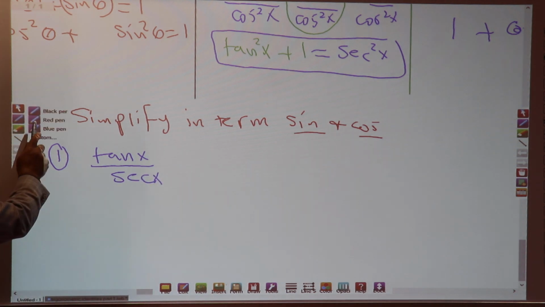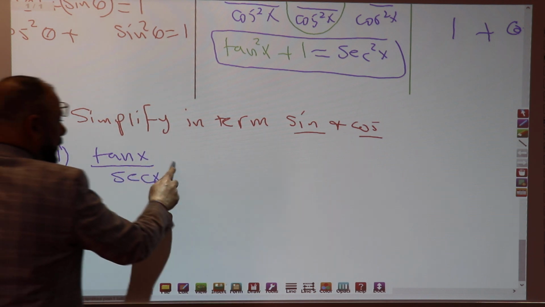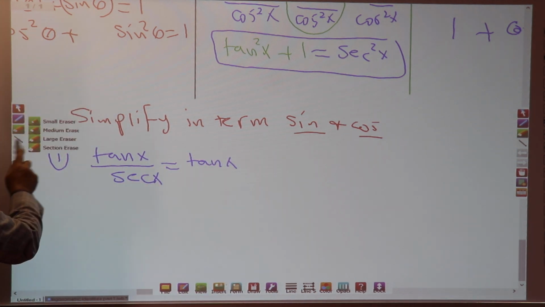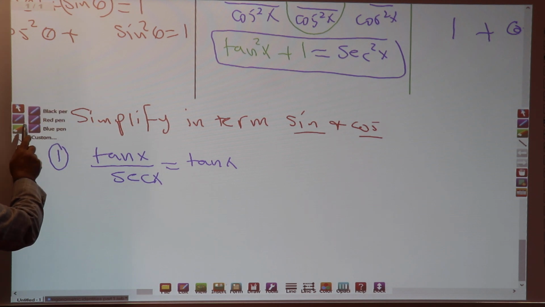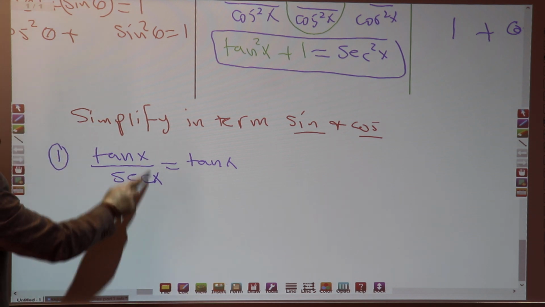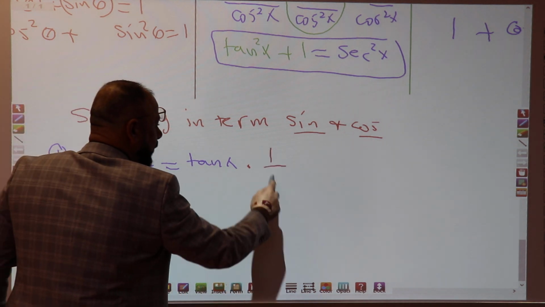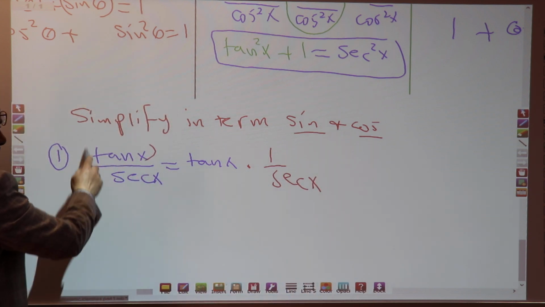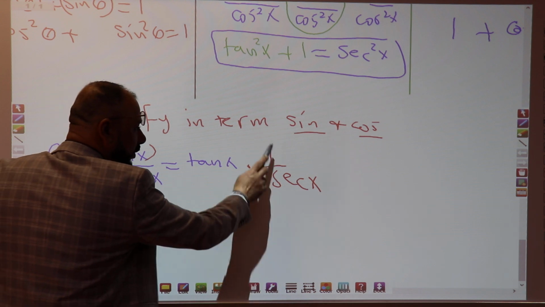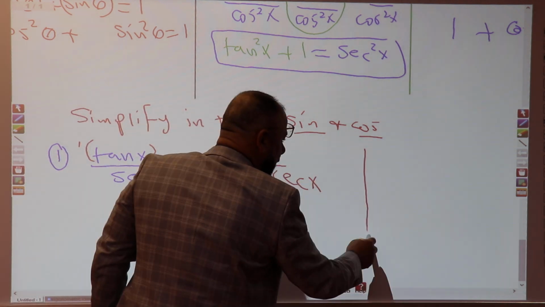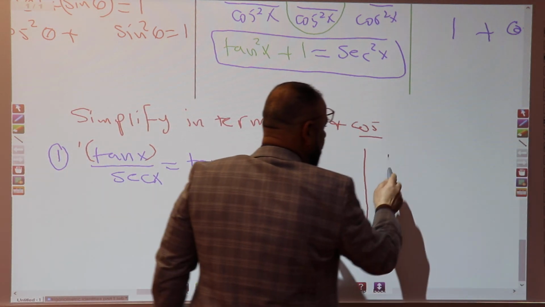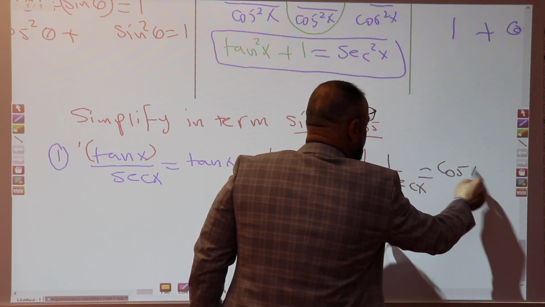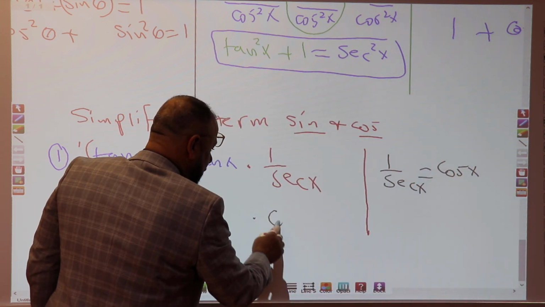Look here, let us leave tan x, and let us write 1 over secant times 1 over secant. Good? This is like 1 here. And I know 1 over secant, if you remember, I'm going to put it aside. 1 over secant equals cosine x. Then I'm done with this guy.